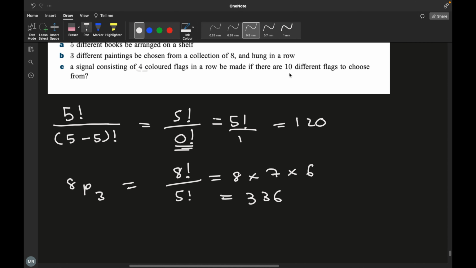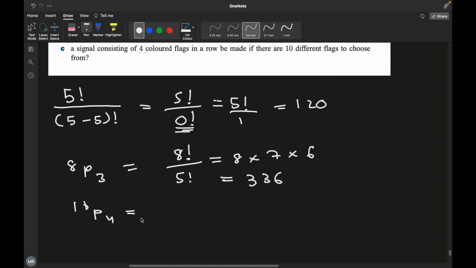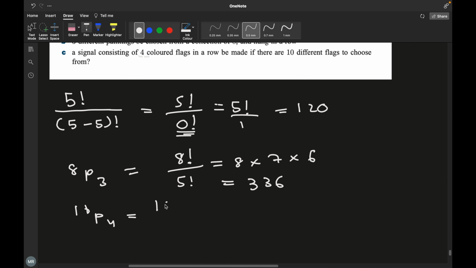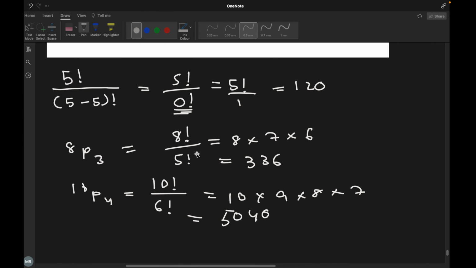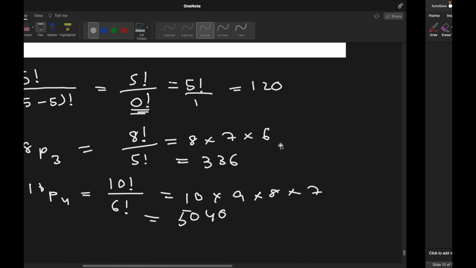A signal consisting of 4 colored flags in a row is to be made if there are 10 different flags to choose from. It's going to be 10P4. It's going to be 10 factorial divided by 6 factorial. It's 10 into 9 into 8 into 7, which is 5,040. Let's check the answer. Yeah.